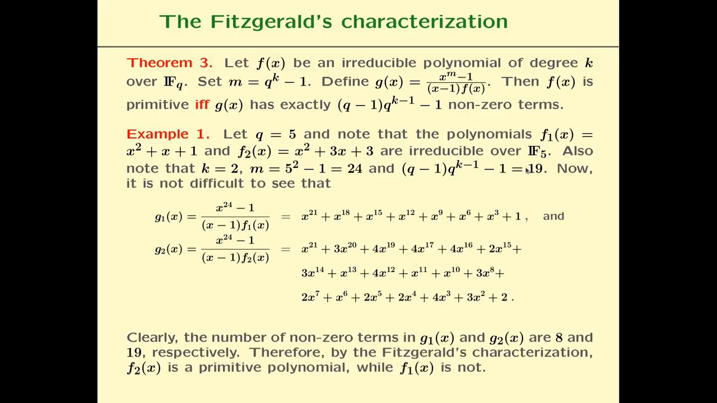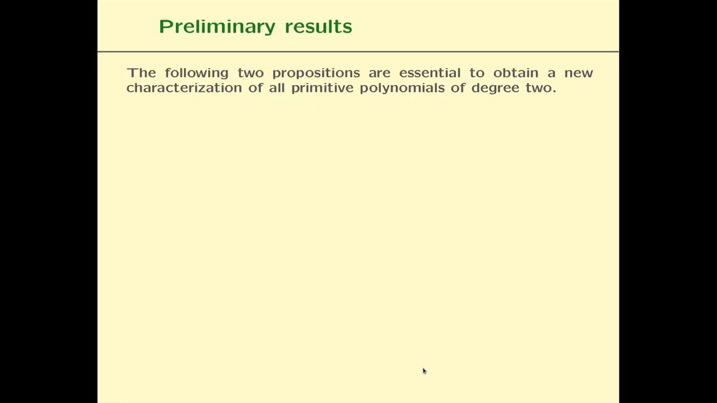Now, it is not difficult to see that the polynomial g1(x) given by this polynomial division has a smaller number of non-zero terms, while the polynomial g2(x) given by this other polynomial division has exactly 19 non-zero terms. Therefore, by the Fitzgerald characterization, f2 is a primitive polynomial while f1 is not.